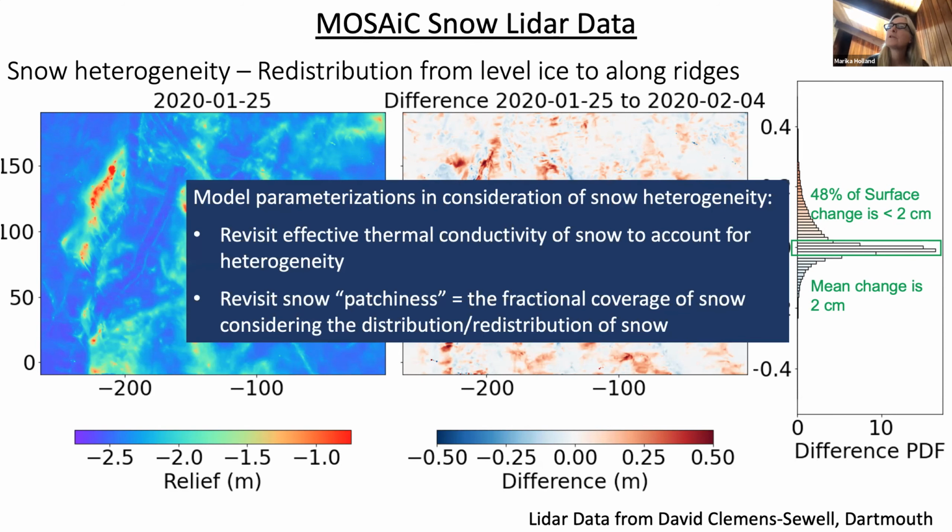So in terms of model parameterizations, in terms of snow heterogeneity, we're revisiting things like the effective thermal conductivity of snow to better account for this heterogeneity. And we're also revisiting the snow patchiness, what we have called patchiness in the climate model, which is the fractional coverage of snow on the surface of the sea ice, which currently is just a simple function of the snow thickness. So those are the kind of processes that we're considering in terms of model improvement.